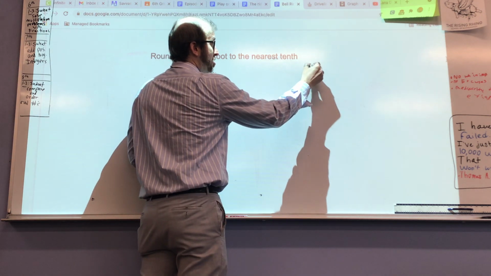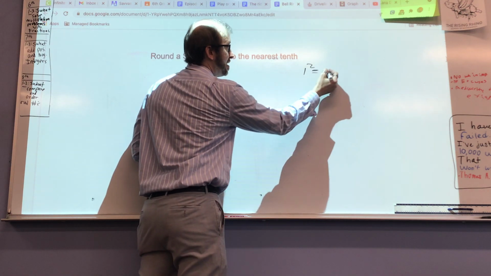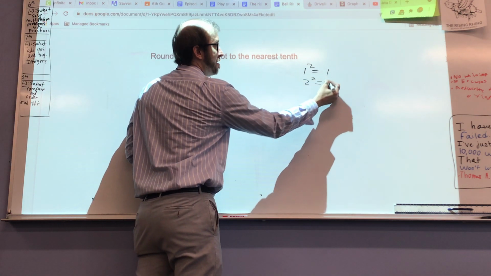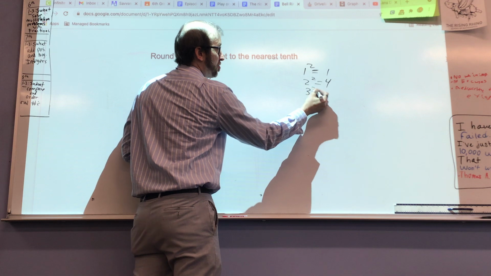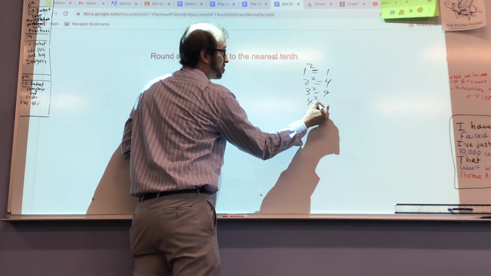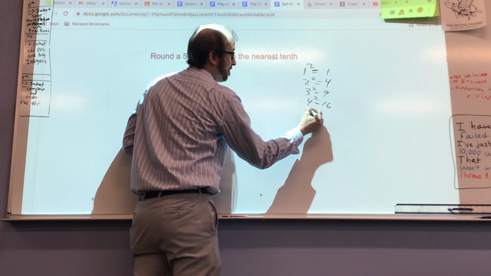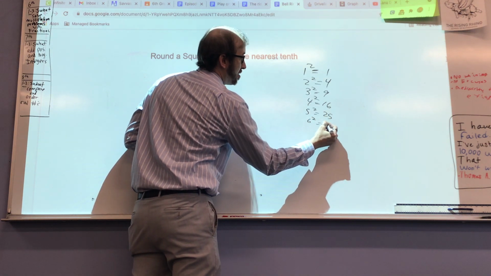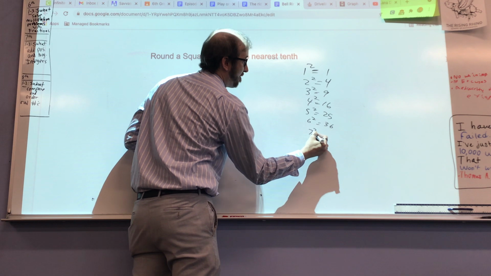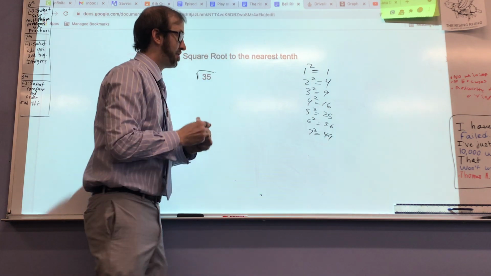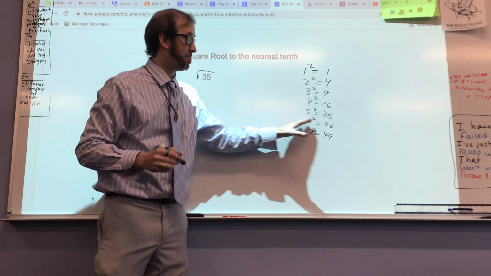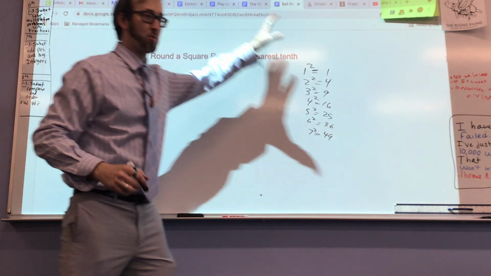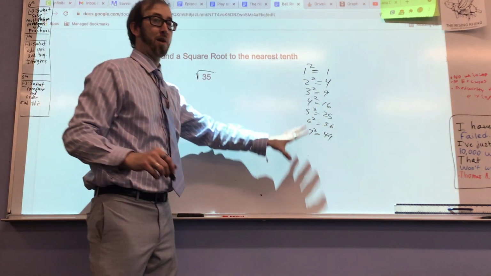So 1 squared, 1 times 1 is 1. 2 squared, 4. 3 squared, 9. 4 squared, 16. 5 squared, 25. 6 squared, 36. 7 squared, 49, and so on. 7 squared is 7 times 7, 49, 6 times 6, 36. Okay? Those are the perfect squares. You can keep going. That's all we need for right now.